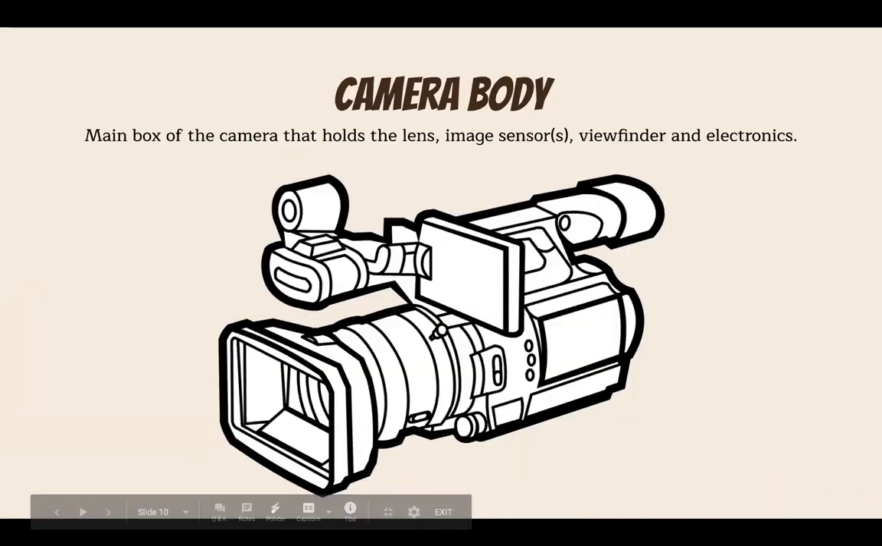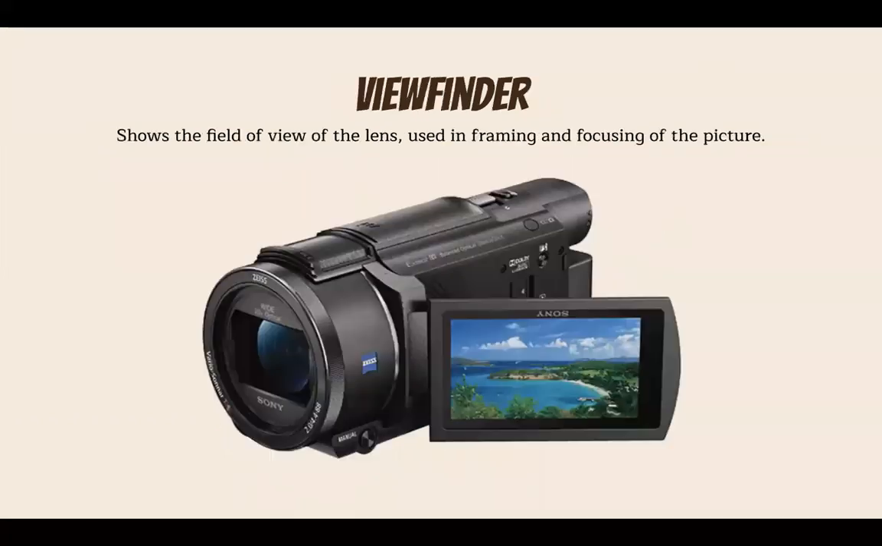So the camera body is the easiest thing to remember. The main box of the camera that holds the lens, image sensors, viewfinder, and electronics, the body. Makes sense. You just have to know that it exists.